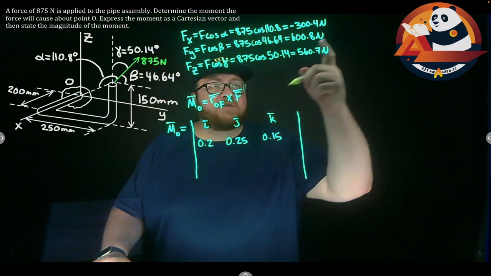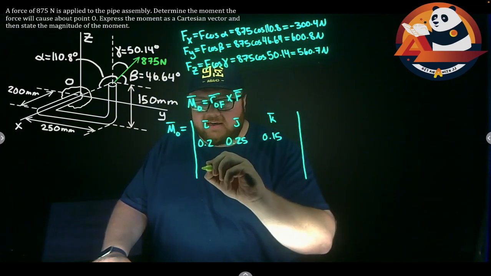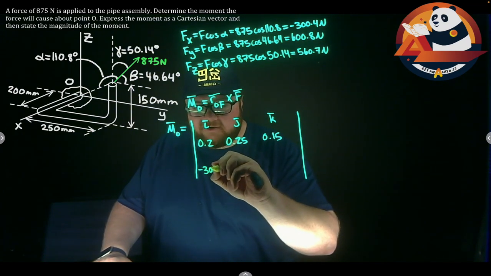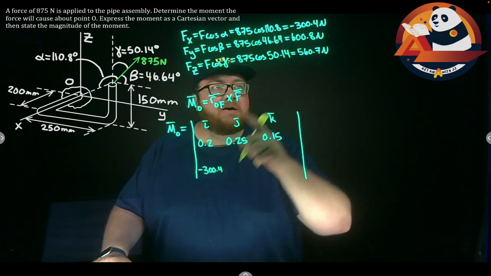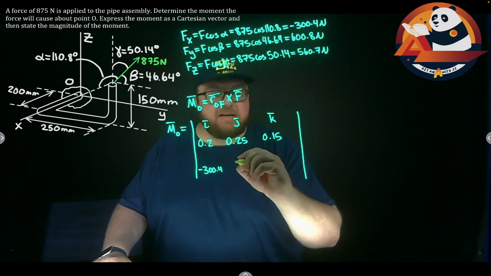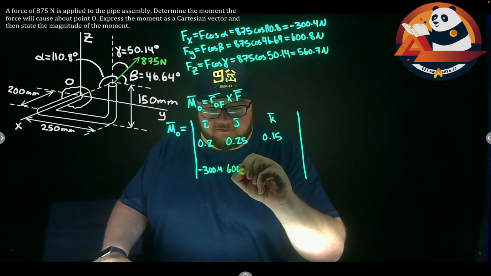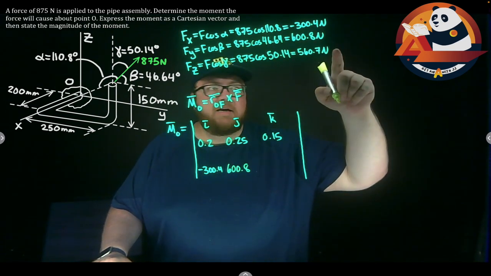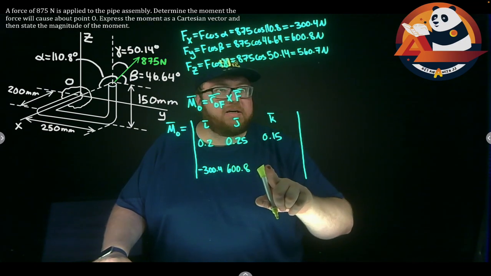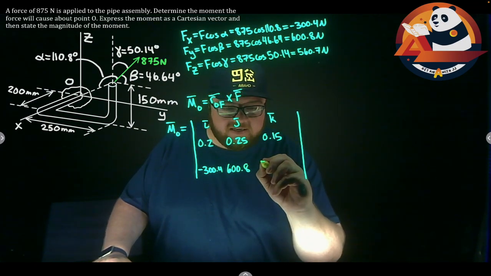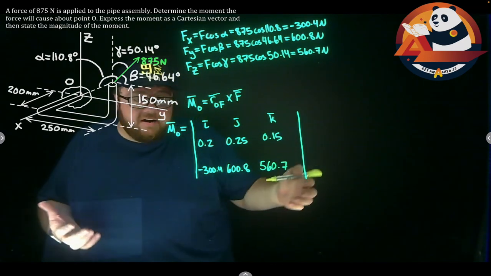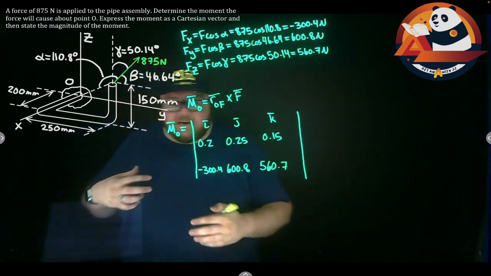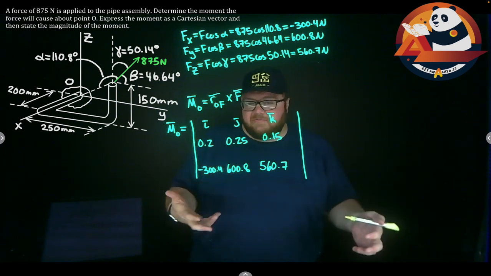But let's fill in our force vector. So we can take our x component, negative 300.4, and fill that into our i position. Our y component will go with j, so 600.8. And finally, our z component goes to k, 560.7. And that's it. We've gotten our matrix filled in. We can come in and cross multiply to evaluate that.